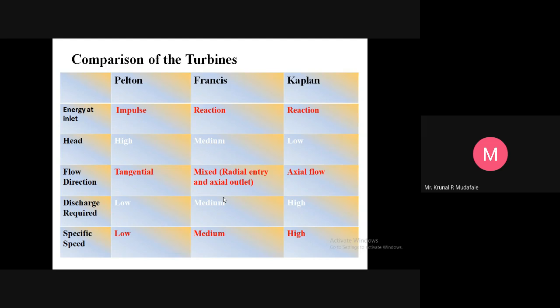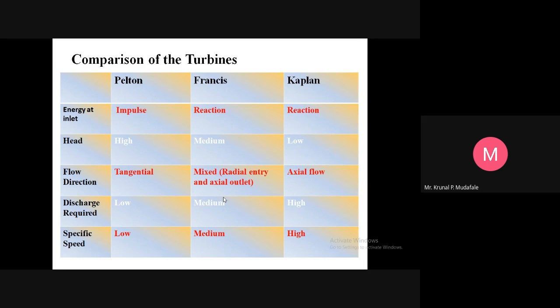Similarly, the flow direction for the Pelton turbine is tangential. The flow direction for the Francis turbine is mixed. Mixed means radial entry and axial outlet. And in terms of the Kaplan turbine, it is completely the axial direction, inlet to outlet. It is completely axial flow.